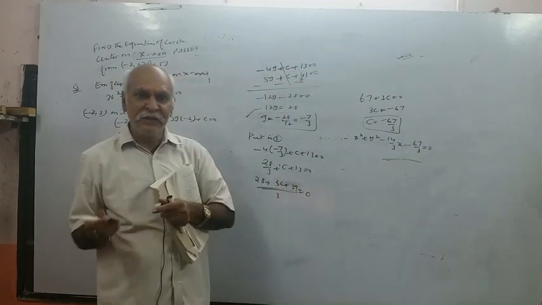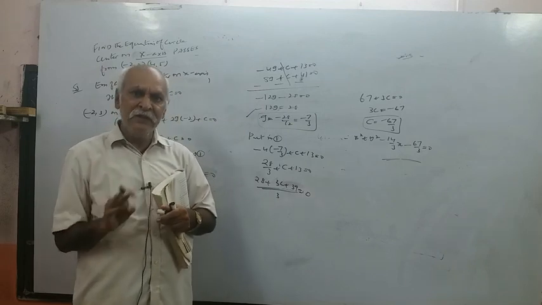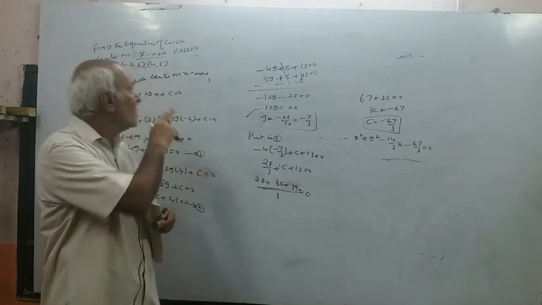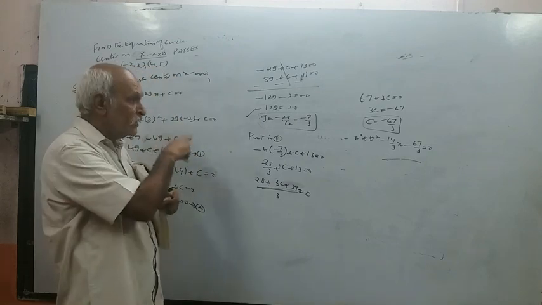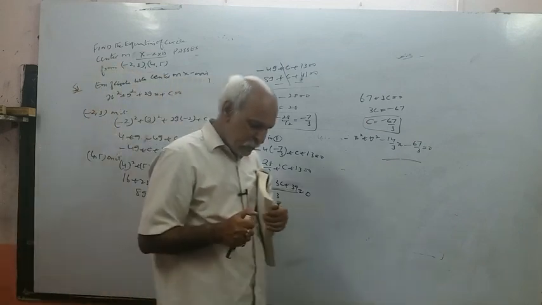So, today what we have seen in this class: circle passing through 2 points with the center on a line. There are 3 problems, and a circle with the center on the x-axis passing through 2 points. Okay, these 4 problems are very, very important. Okay, we'll continue next class. Please note down this.